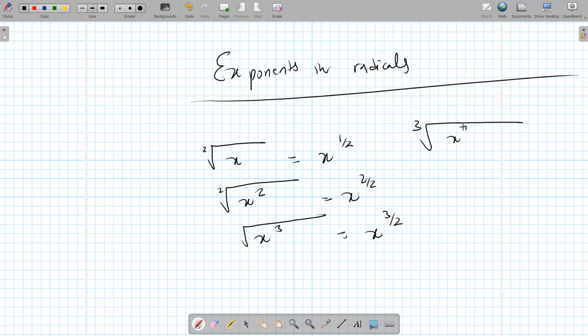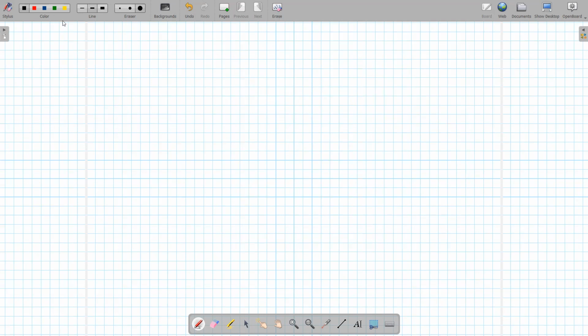Cube root of x squared, whatever the root is, this always goes in the denominator, x to the power of 2 over 3. If you have the cube root of x, this is going to become x to the power of 1 over 3. You see that? The root in the radical always goes in the denominator, okay? Using this logic, what is the square root of x^6? X to the power of 6 over 2. Yeah, which is x^3.